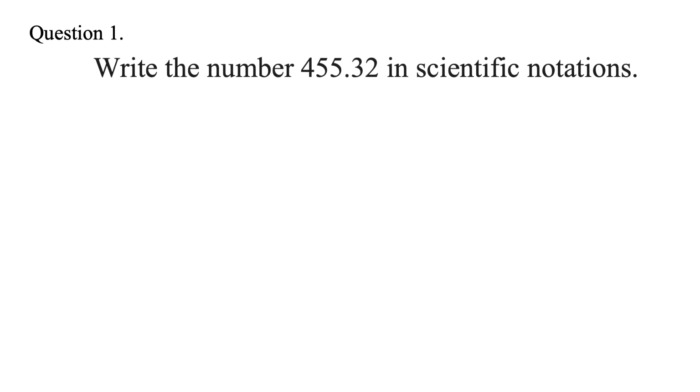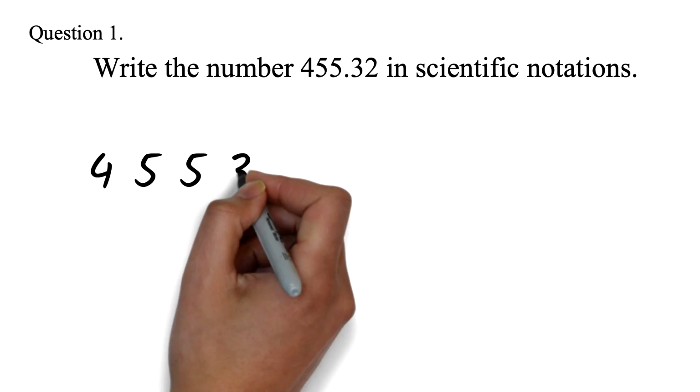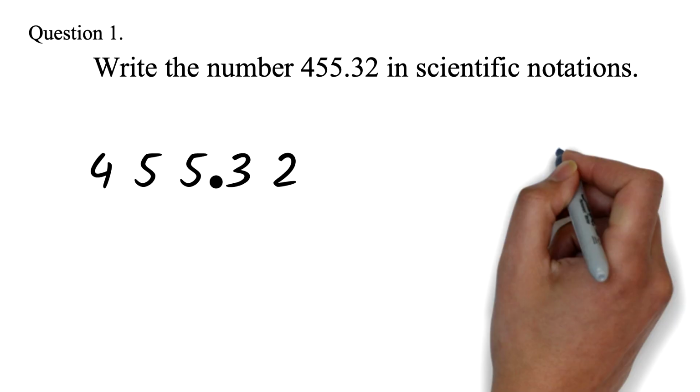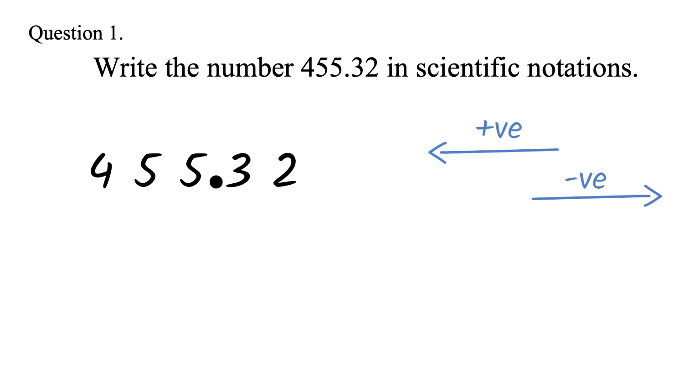Write the number 455.32 in scientific notation. To write in scientific notation, we have to move the decimal behind the first non-zero number. Then multiply the new number by 10 to the exponent of the number of places we moved. If we move to the right, then we have a negative exponent. If we move to the left, then we have a positive exponent.